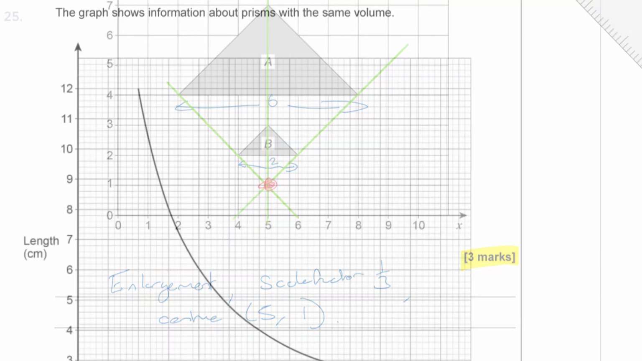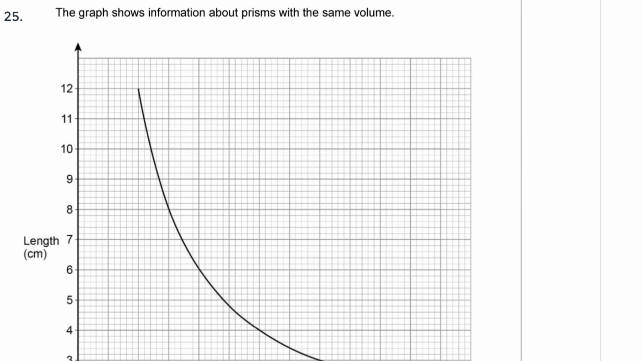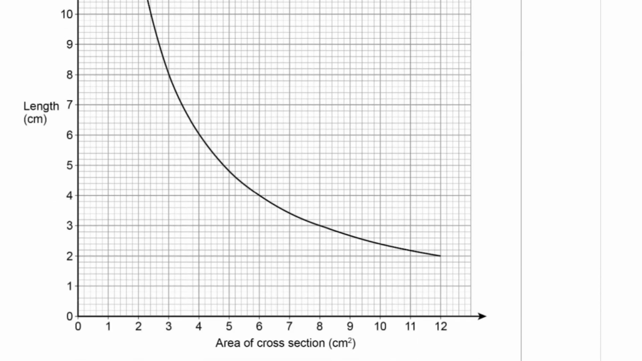3 marks. The graph shows information about prisms with the same volume. So we've got a kind of a strange looking graph here with length on one axis and area of the cross section on the other. So as length increases, area of the cross section decreases and vice versa. Give one example to show that the volume is 24 centimeters cubed.